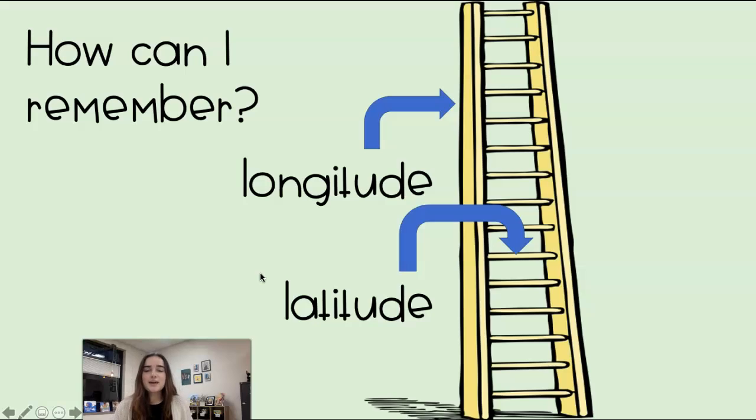Another trick that will help you remember the difference between latitude and longitude is by looking at a ladder. Okay, we can use this ladder as our metaphor for latitude and longitude. So the steps on a ladder are horizontal. That is the latitude. And the longitude are the sides of the ladder that are going up and down. That is the longitude.